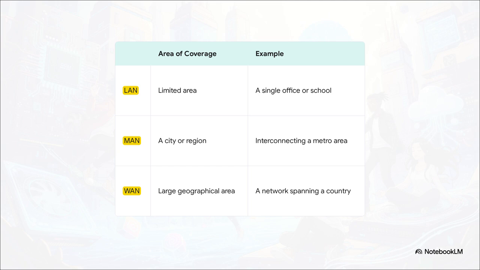That's probably what you have at home or in your office. Scale that up and you get a MAN, a metropolitan area network, which could cover a whole city. And then you have the big one, a WAN, a wide area network, which can connect computers across a country or even the entire planet.